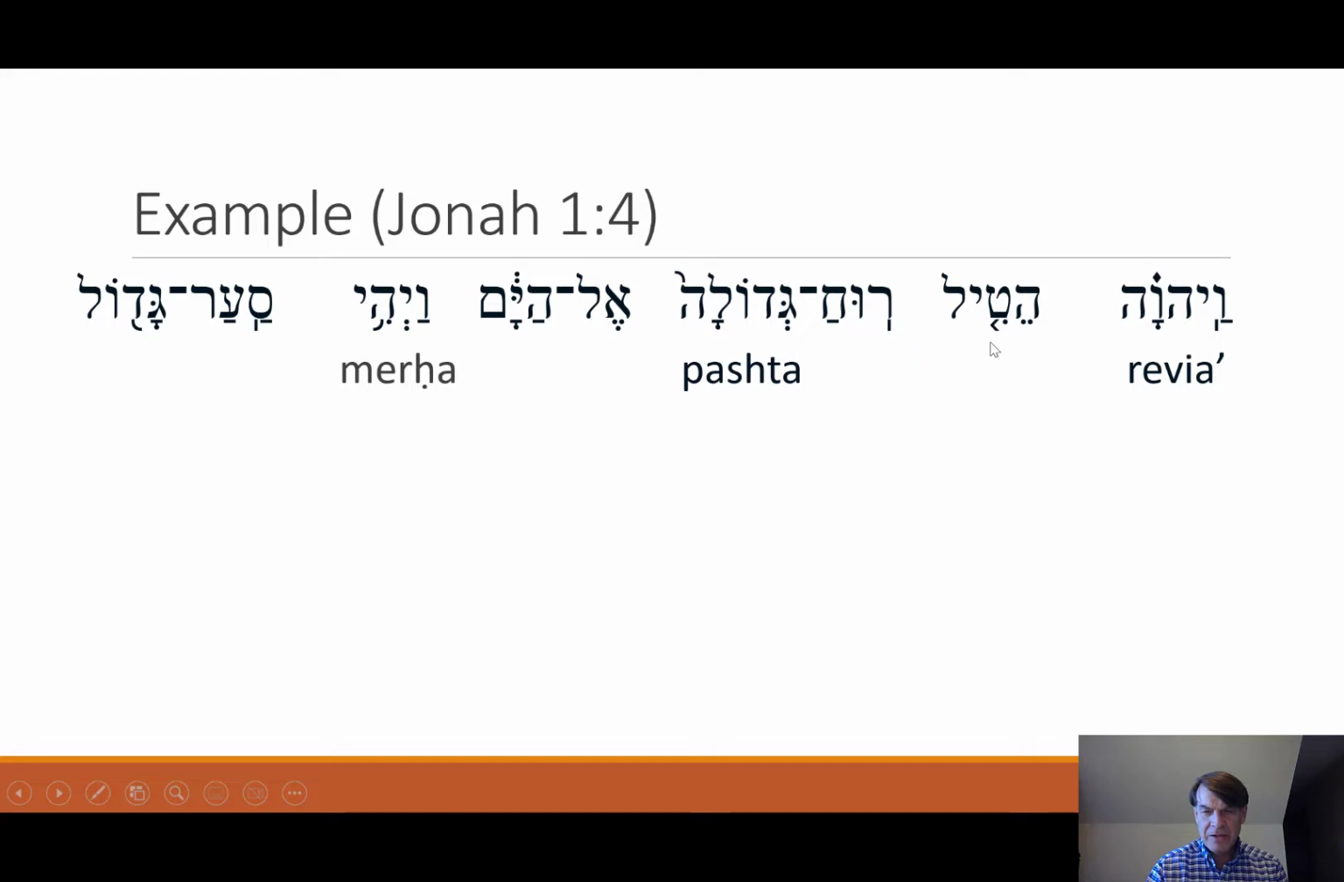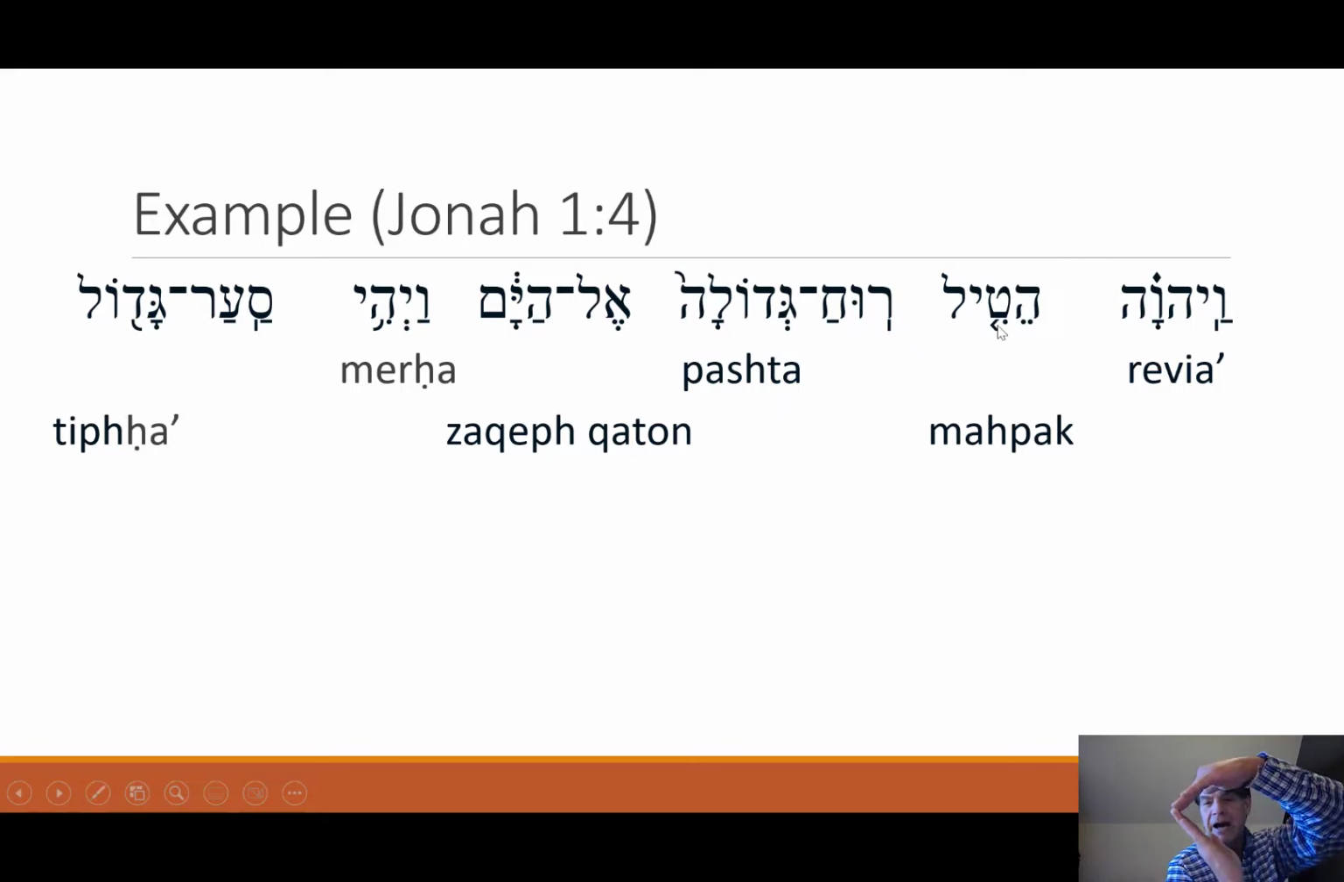And then here we have the arrow, which is a conjunctive. This is the mapak. Again, it's saying, I go with what goes next. The subject, Ruach Gadolah, is a great wind. The Lord sent a great wind. So that arrow is saying, I go with what comes after. In fact, what comes after is the object of this. Actually, the Lord is the subject. The Lord hurled a great wind, or caused a great wind to blow.